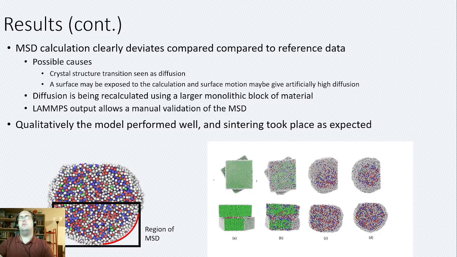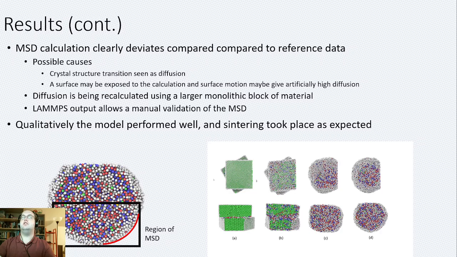The other cause of deviation we suspect is probably with the way LAMMPS made this mean square displacement, or MSD, calculation. And that was the comparison we saw between the reference data and what we calculated. And so there are two possible causes. One is this crystal structure transition.